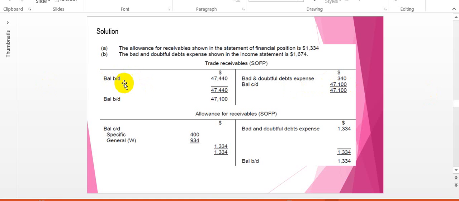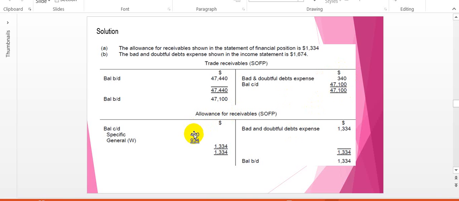Our opening balance of trade receivables is 47,440. We write off the 340 to the bad debt expense account. Since this is a bad debt, we are certain it will not be paid, so we have to reduce our trade receivables.